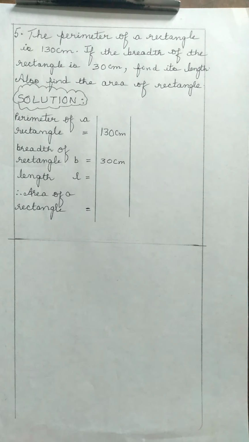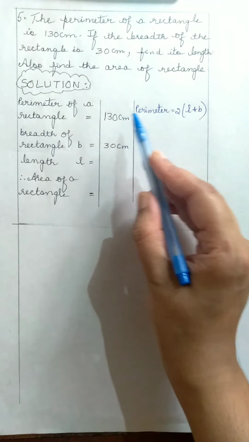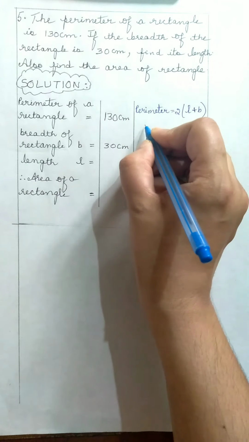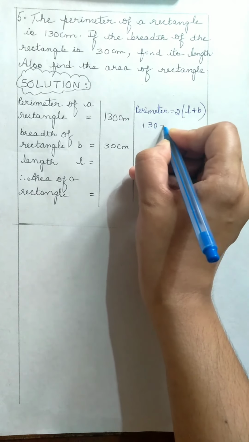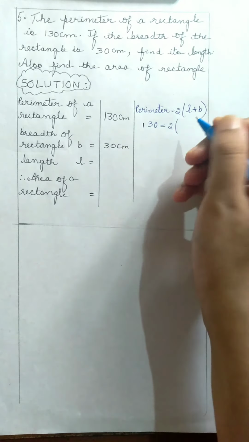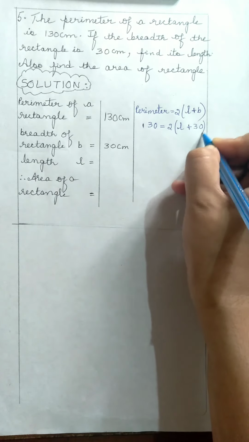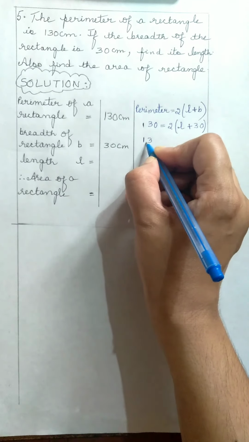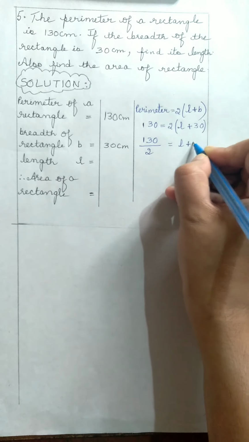Since the value of the perimeter is given in the question, children, we will apply the perimeter formula. We know that the perimeter of a rectangle is given by 2 into L plus B. Therefore, on substituting the values of perimeter and breadth, we have perimeter value 130 is equal to 2 into, we need to find out the value of length, plus breadth measurement is 30. Therefore, in the next step, it will be 130 by 2 equal to L plus 30.